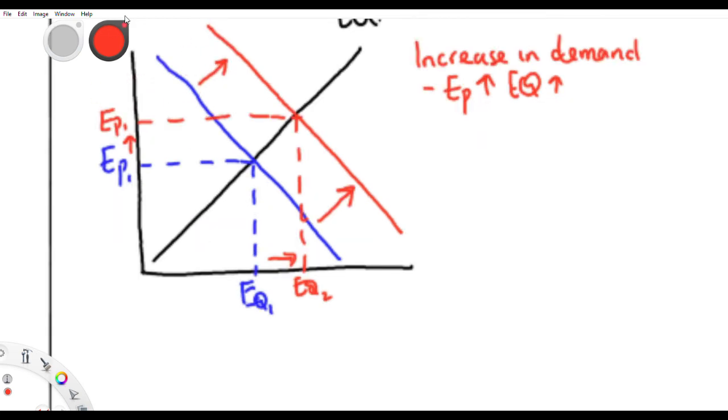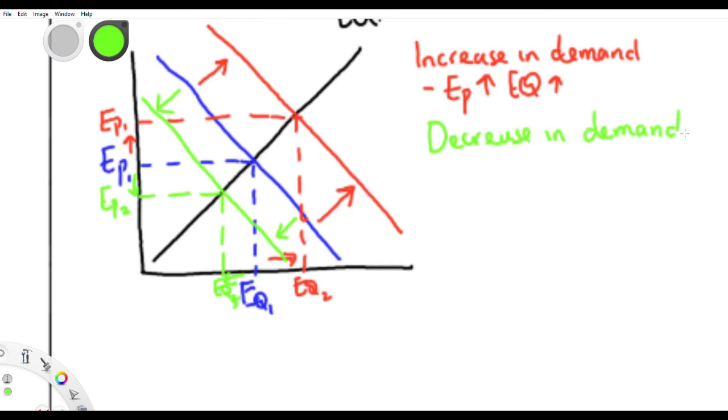What if there is a decrease in demand? That means it comes down like this. It comes down. That's a decrease in demand. Now what happens to the new equilibrium? What happens to the equilibrium price and equilibrium quantity? You realize that the equilibrium price reduces as well as the equilibrium quantity reduces. So a decrease in demand, equilibrium price decreases, equilibrium quantity as well decreases.